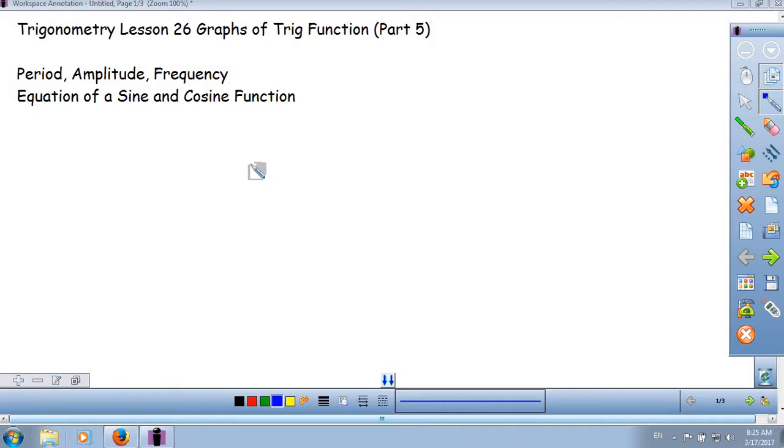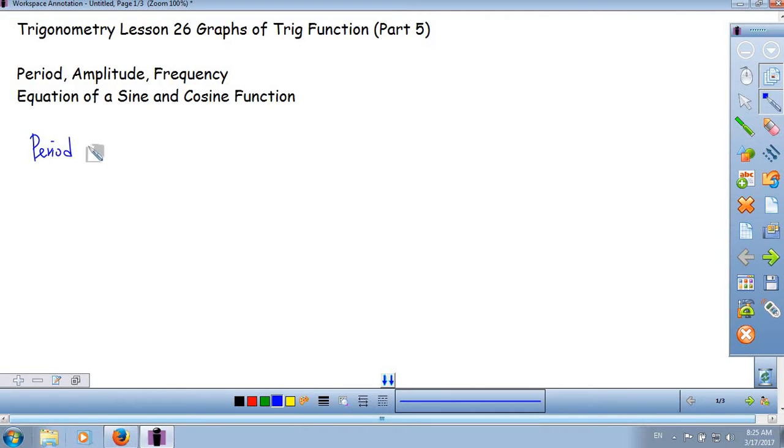Today we're going on trigonometry lesson 26, which is part 5 of our lessons on graphs of trig functions. Today we're going to start with several vocabularies. They're very important vocabularies that we need to understand when we talk about graphs of any trig functions. So let's talk about period, amplitude, frequency, and also displacement. Let's go ahead and talk about period.